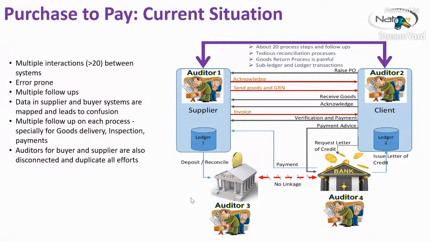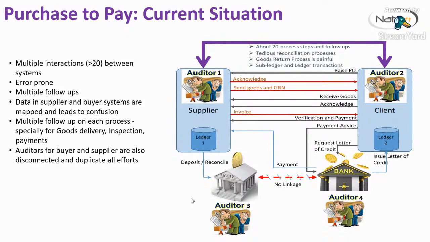So now let's look at what happens in a typical purchase to pay. There are a lot of you who will understand the whole purchase to pay or P2P cycle, not peer to peer, but unfortunately both use the same terminology. So the current situation is, if you look at the supplier and client, the two boxes, and you will see various arrows, right? So the client raises a PO on the supplier. Supplier will acknowledge and then also send the goods and shipment notification. And then the client will initiate a goods receipt note. And after receiving the goods, he will acknowledge back to the supplier.